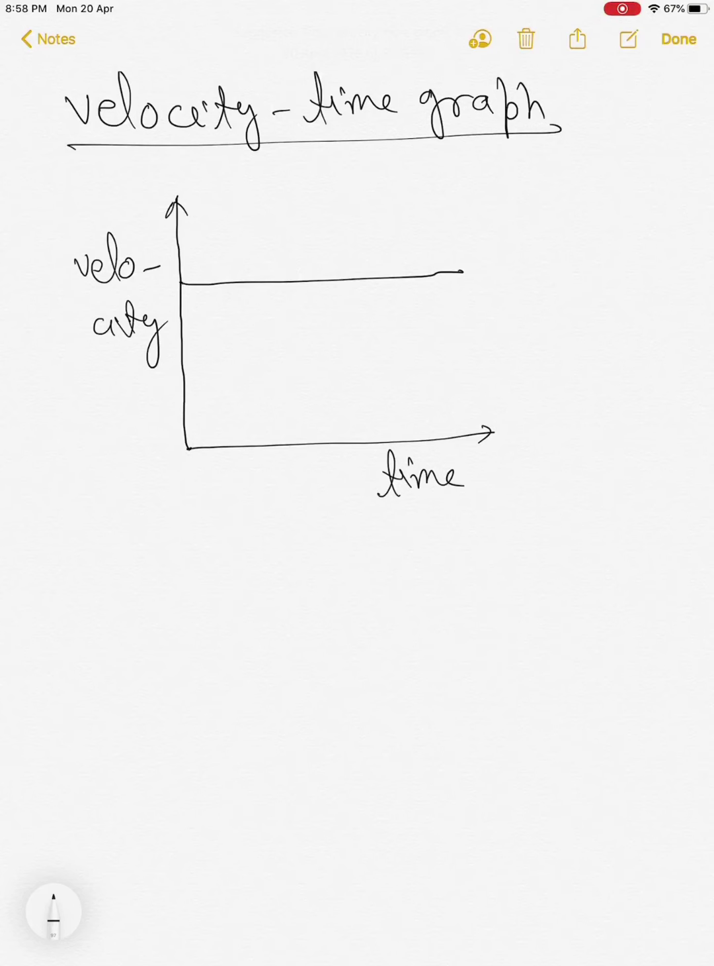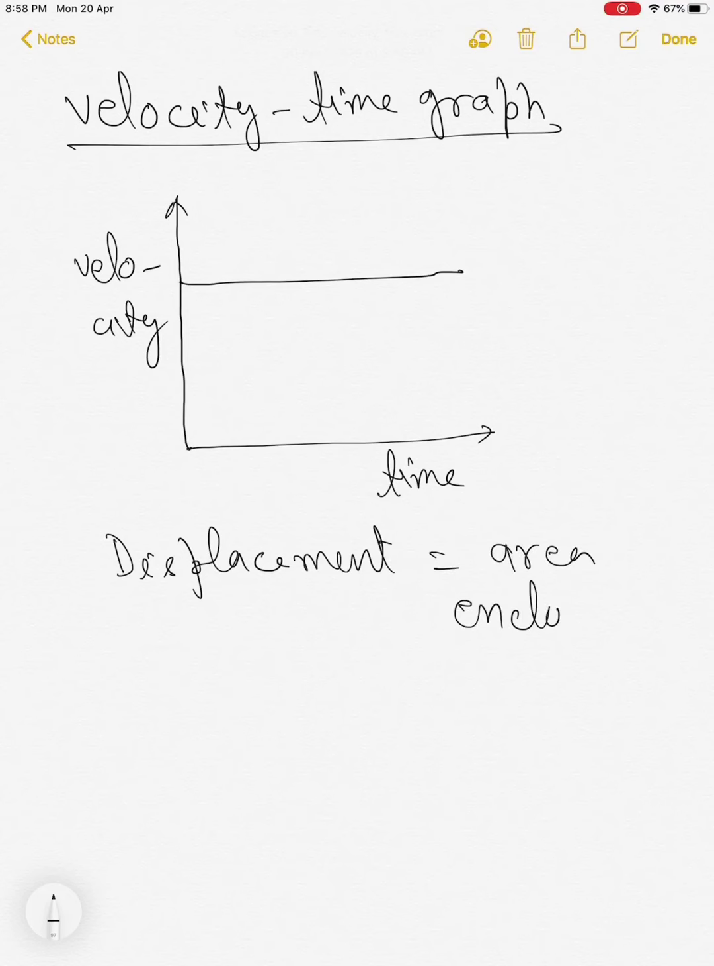By a velocity time graph we can find displacement. As in the case of a speed time graph, the area gives the distance, and in a velocity time graph the area enclosed will give displacement. Displacement is equal to the area enclosed in the V-t graph.